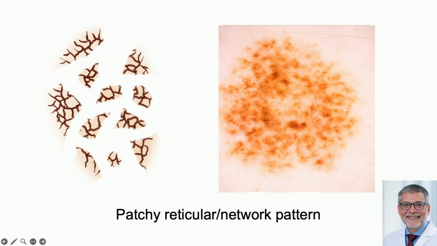In both scenarios, the network itself is light brown and very homogeneous in its appearance in terms of its thickness and its color throughout. And the holes of the network also are very uniform in their appearance.